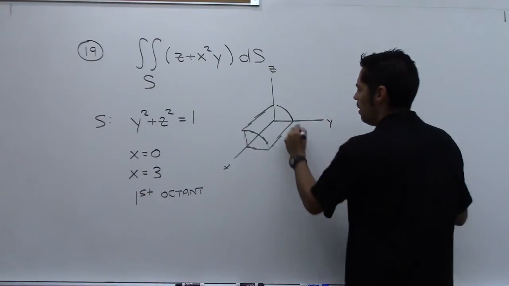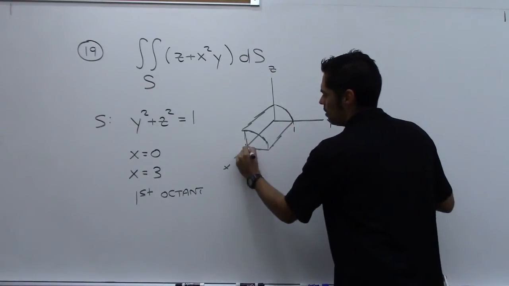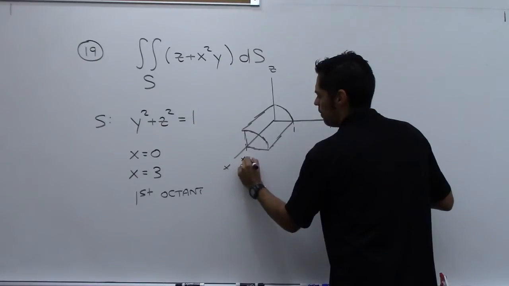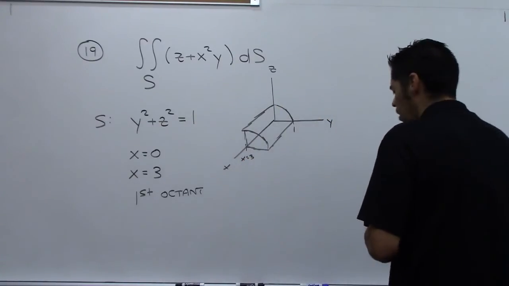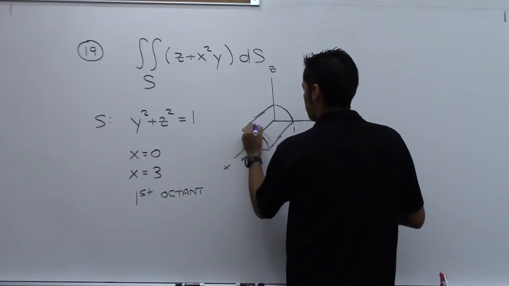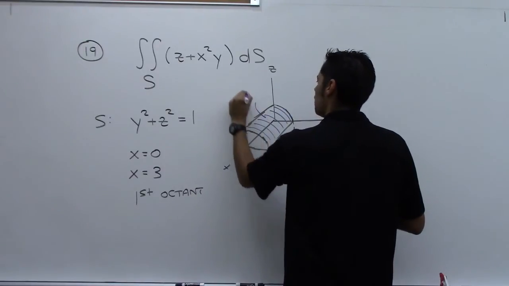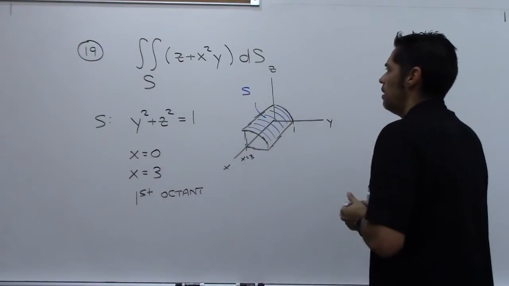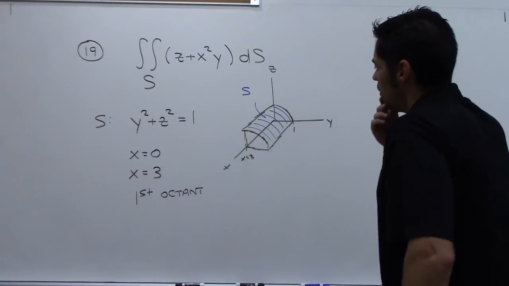Cylinder, radius 1, and this is x is 3. X equals 0 is the back side, but all we're interested in is this surface right here. This part of it is the S, and we're trying to find this surface integral.